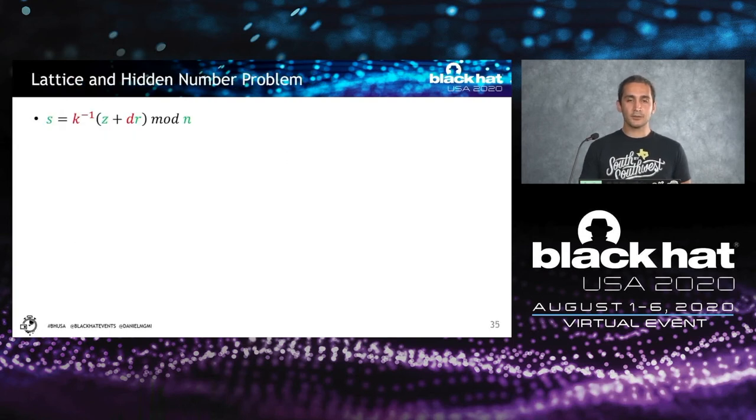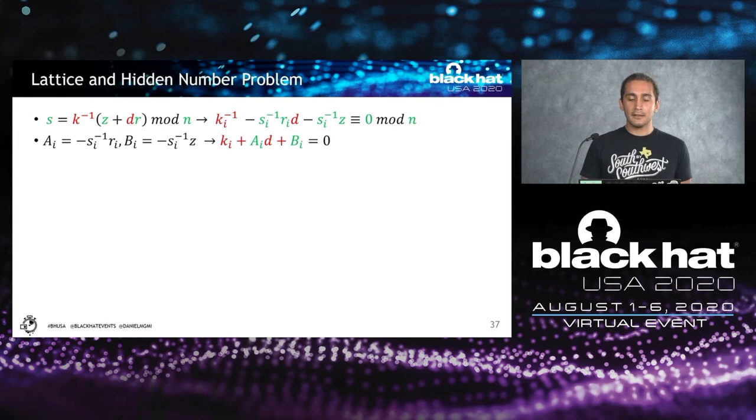I'm not going to get into the detail of how lattices work. There is a lot of mathematics behind that, and it's beyond the scope of this talk. But the idea is that we can rewrite the ECDSA equation we showed earlier as a simpler equation that has some known values and some unknown values. When we replace the known values with simple variables, we have an equation with two unknowns, and we cannot simply calculate either of them, because we need at least one of them to calculate the other.